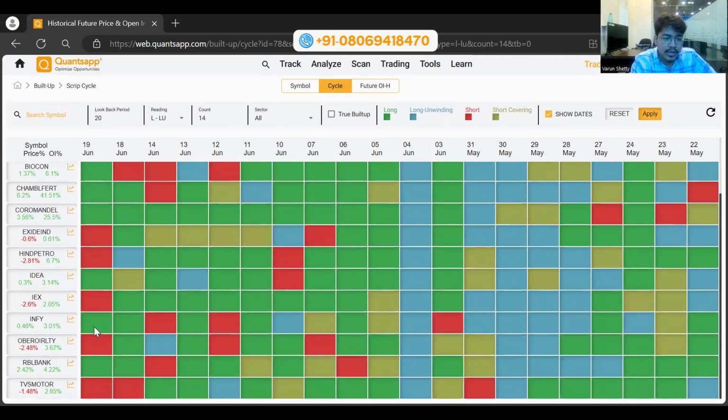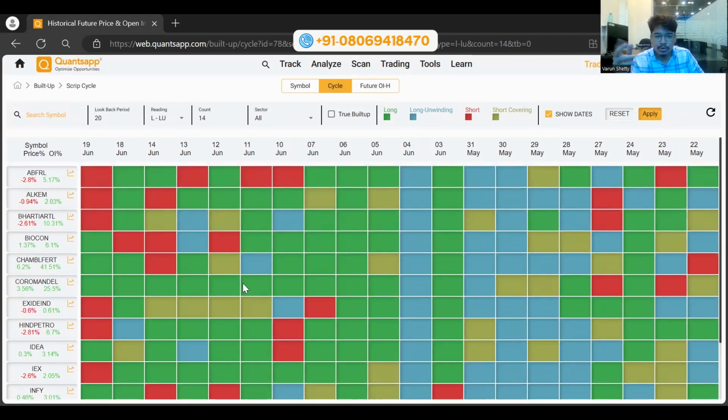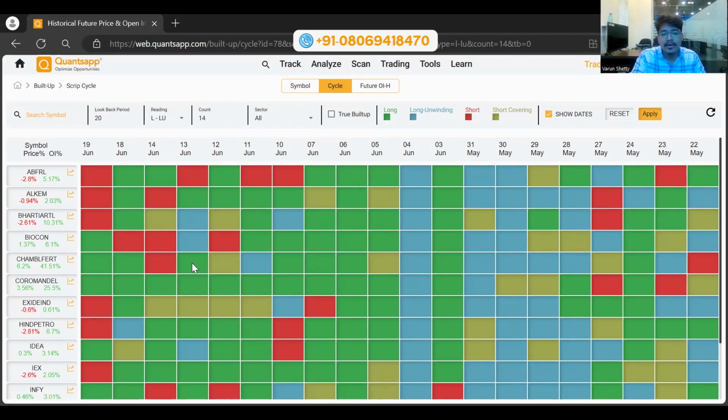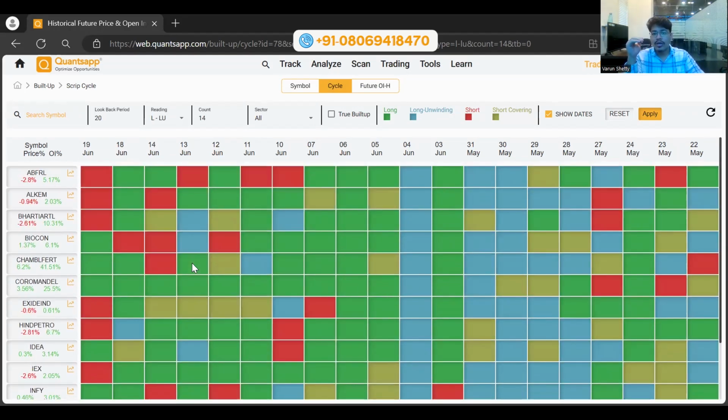Idea is another good trade. Infosys, RBL Bank, these are the stocks that I can pick. So I can do some technical analysis or some fundamental analysis, whatever I like, and then I can enter a trade. At least I know that these stocks are following an actual long unwinding cycle. So this is a trend which is being followed.